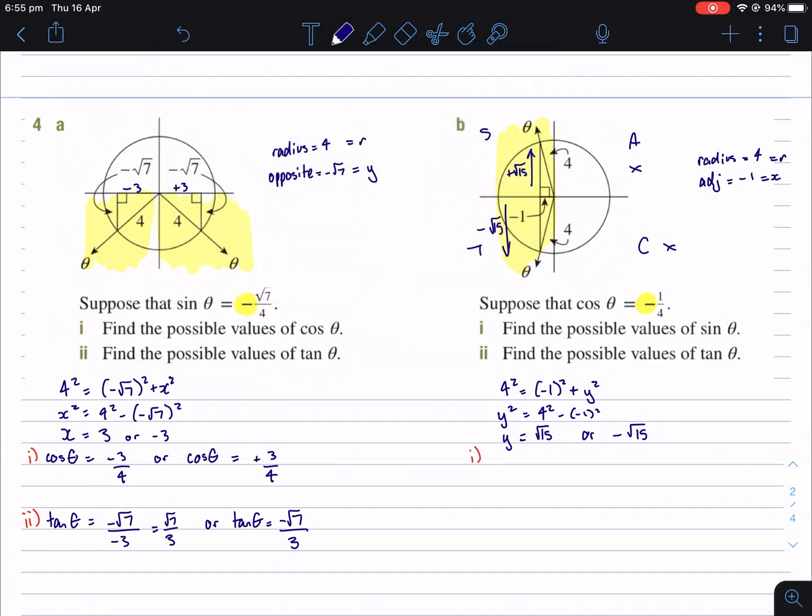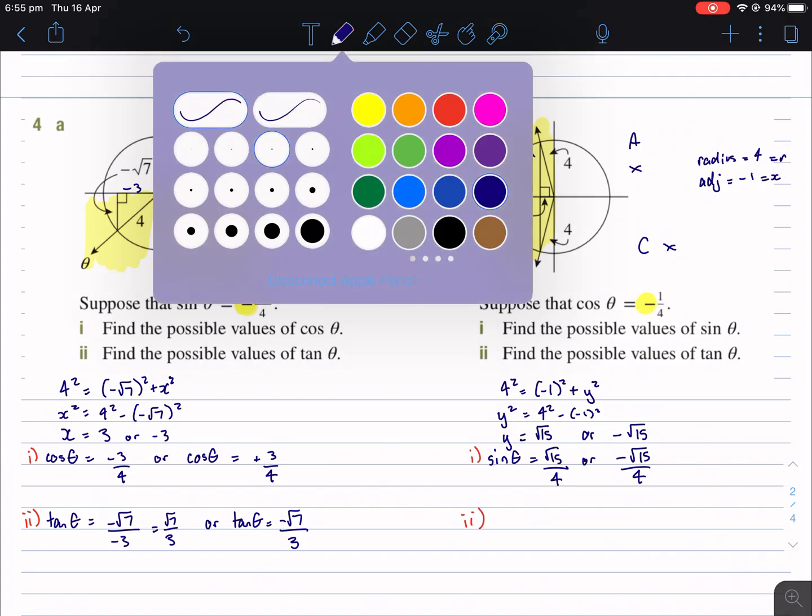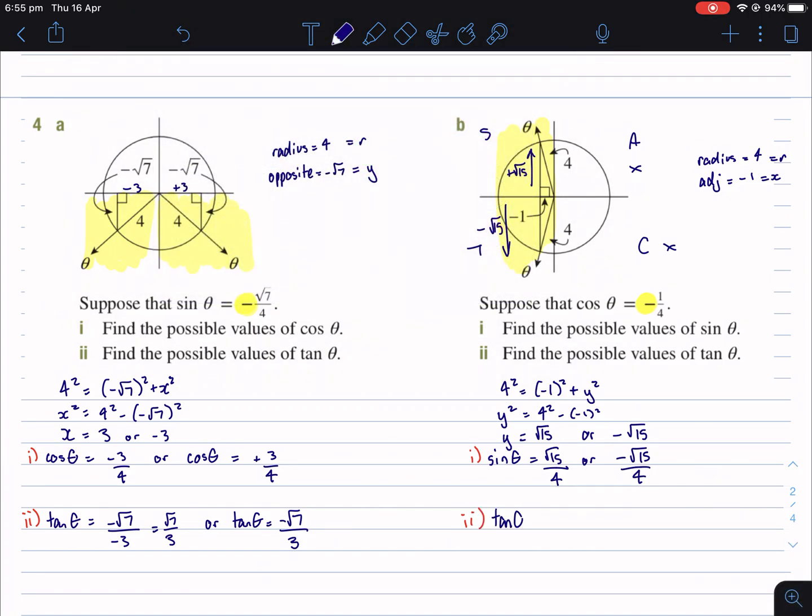We know cos theta, let's find sine theta. It's opposite over hypotenuse, so it's positive root 15 over 4, or we could have had negative root 15 over 4. Number 2, tan theta, opposite over adjacent. So this time we've got opposite root 15 over adjacent, negative 1, or negative root 15 over negative 1. So this would come out as just negative root 15 or positive root 15. That's question 4.